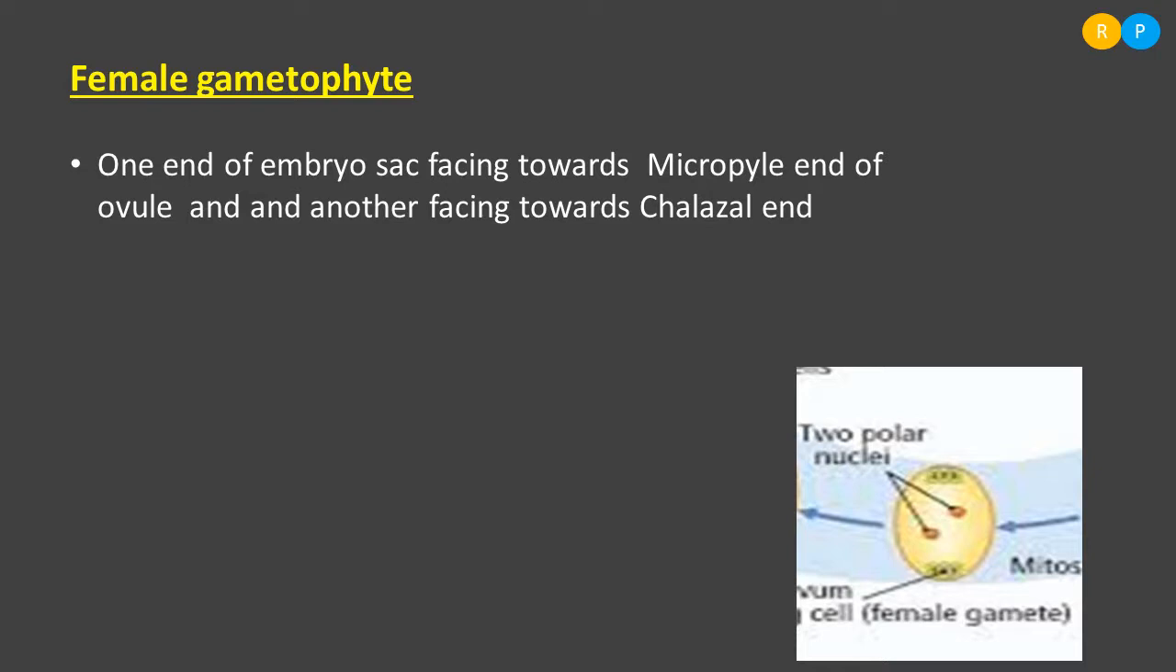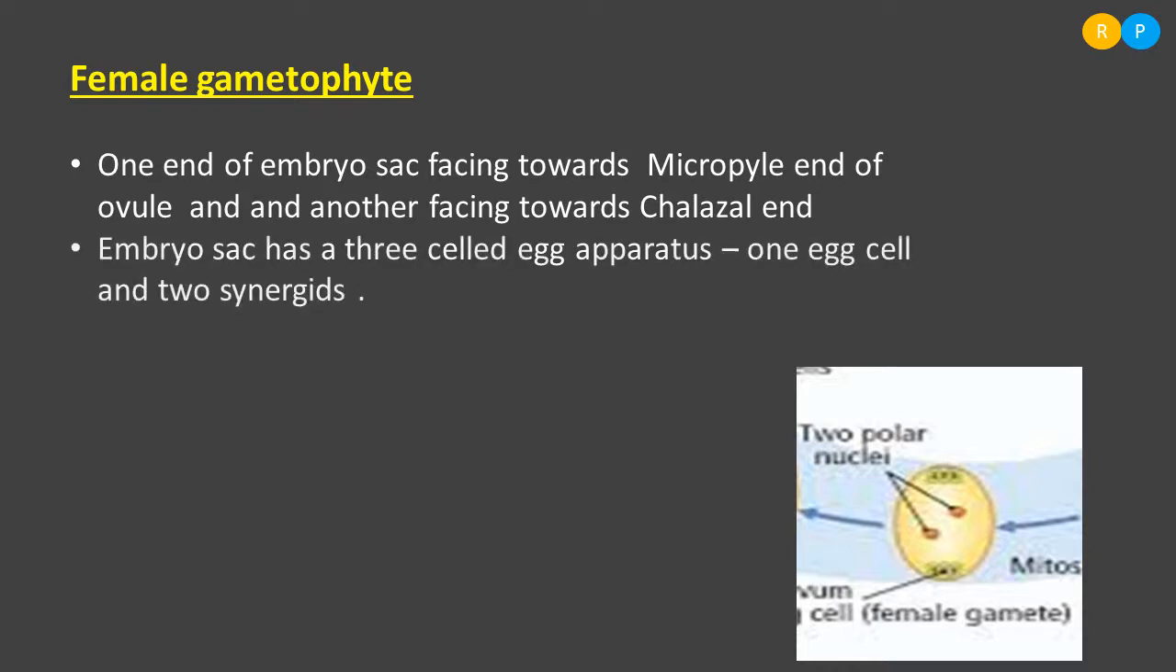So where the opening is present in the ovule, that end is called the micropyle end, and the opposite end of the ovule is named the chalazal end. So one face of the embryo sac faces towards the chalazal end, and the other face of the embryo sac faces towards the micropylar end of the ovule. Understood? So the embryo sac has a 3-celled egg apparatus.